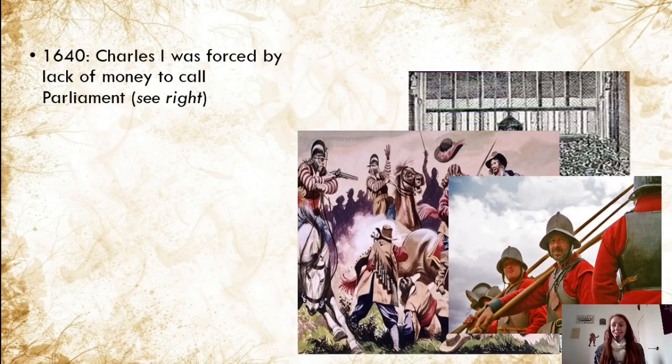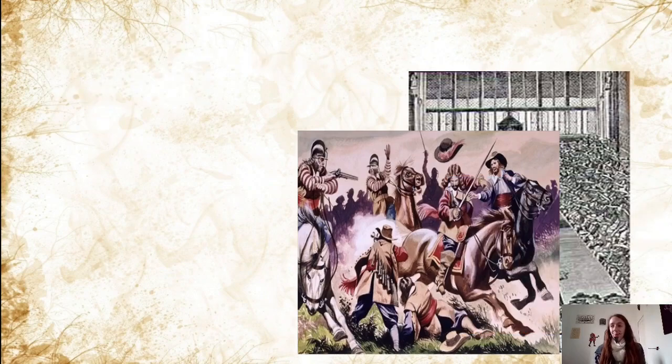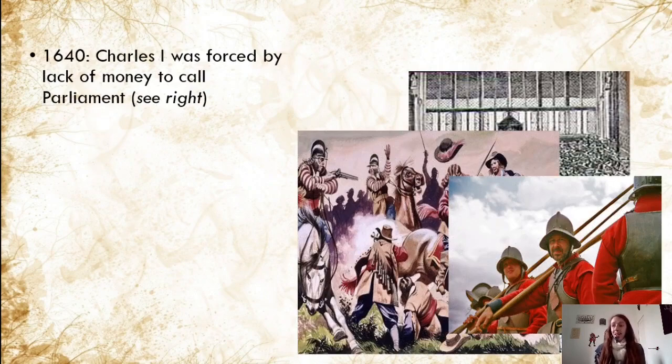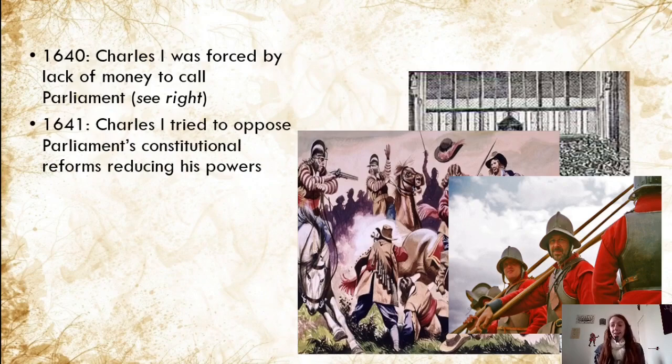And a series of images. In 1640, Charles I was forced, by lack of money, to call his parliament. That's the picture you first saw appear on the screen, before the battle. Now remember that he hadn't called a parliament for a bloody long time. Then in 1641, Charles tried to oppose Parliament's constitutional reforms that reduced his power. That's also something that was discussed in the previous lecture with the Grand Remonstrance.